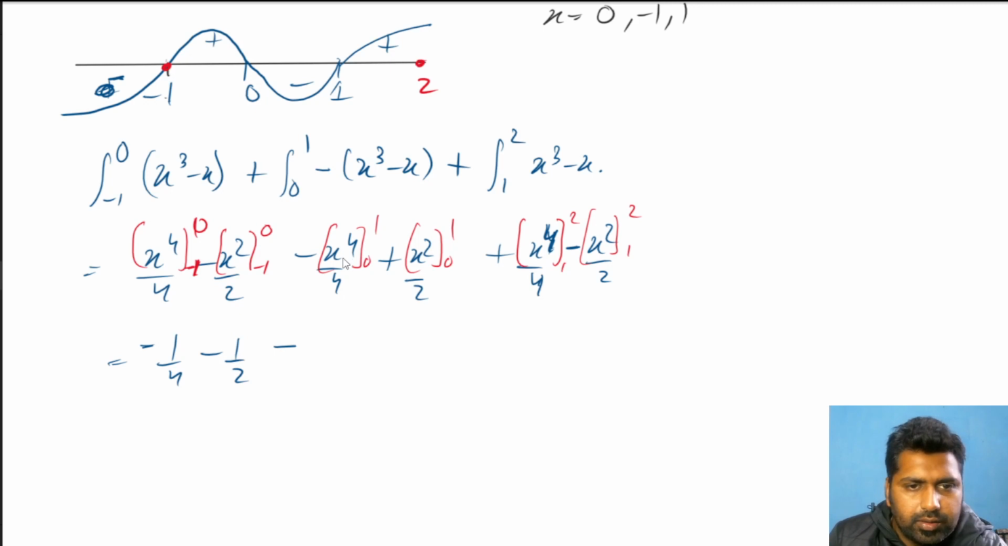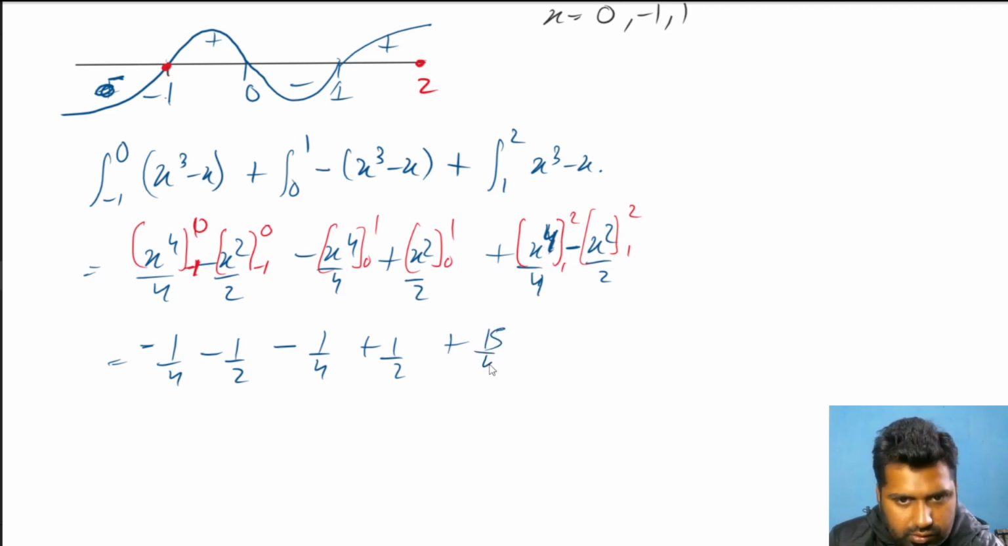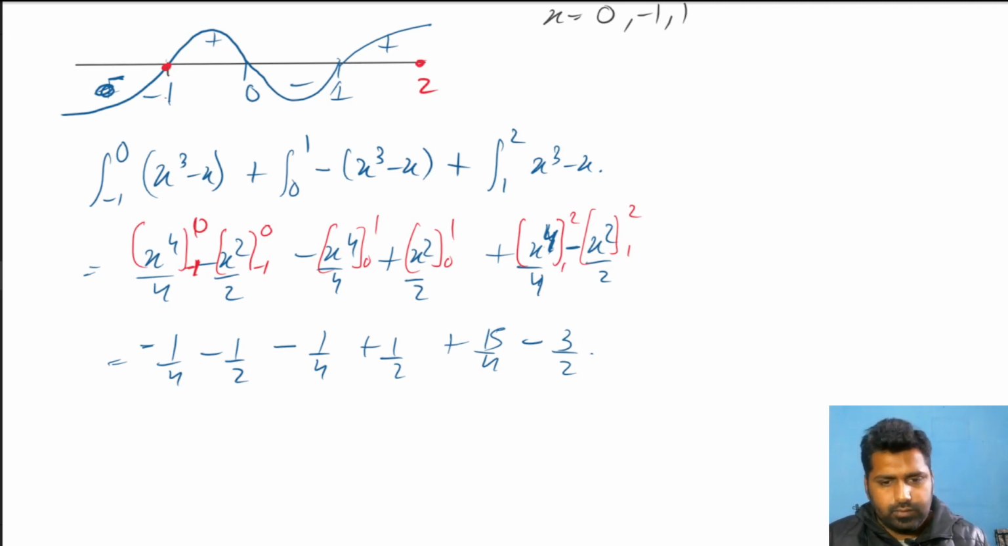Now negative, upper limit is 1, lower limit is 0, so 1 by 4, upper limit is 1, lower limit is 0, 1 by 2. This one, 2 raised to power 4 is 16, minus 1, 15 by 4, minus 4 minus 1, 3 by 2. Okay. Minus 1 by 4 plus 1 by 2 minus 1 by 4 plus 1 by 2.